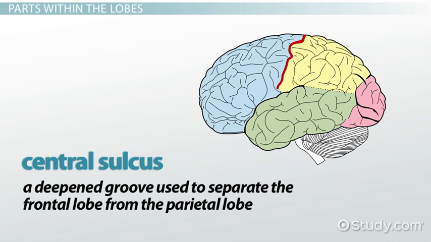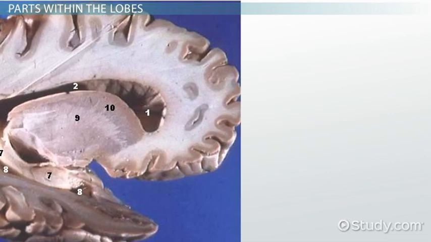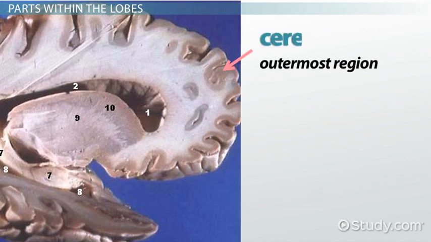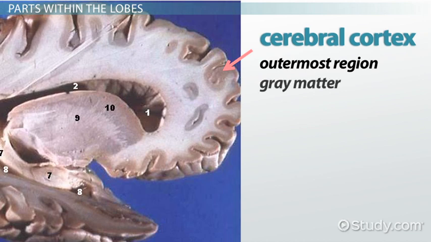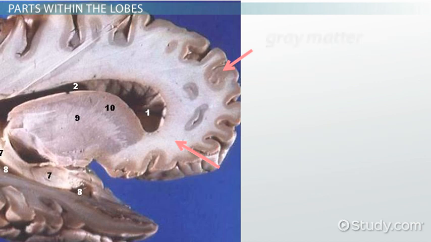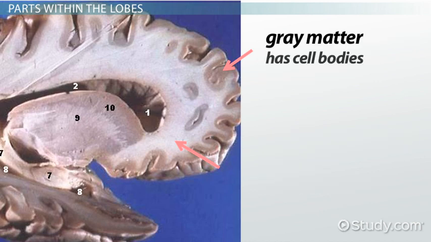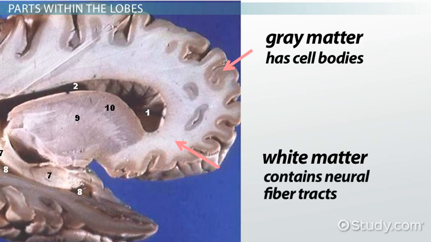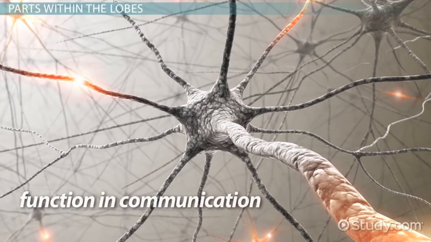If we take a closer look inside each of the 4 lobes described, it is further divided into 2 layers and regions. The outermost region is referred to as the cerebral cortex, or gray matter, and the innermost portion is called cerebral white matter. The difference between gray matter and white matter is what specific part or region of the neuron is present. The gray matter is gray in color and has cell bodies. The white matter is white in color and contains neural fiber tracts. The neural fiber tracts function in communication. Therefore, it makes sure each lobe is in constant contact with one another.